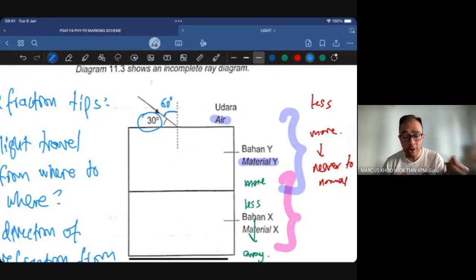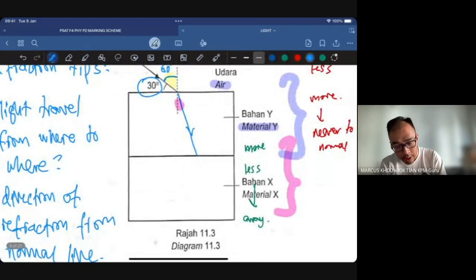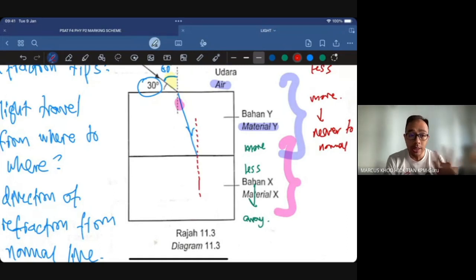All you need to show is that when it travels from air into material Y, it has to be a smaller angle than 60. That's the most important thing. This angle must be bigger than this angle. We just need to see that, because it's not telling you to draw it according to scale. So just complete the ray like that. Then after that, draw a normal line over here. You can draw freehand, but of course draw using a straight line, using a ruler.